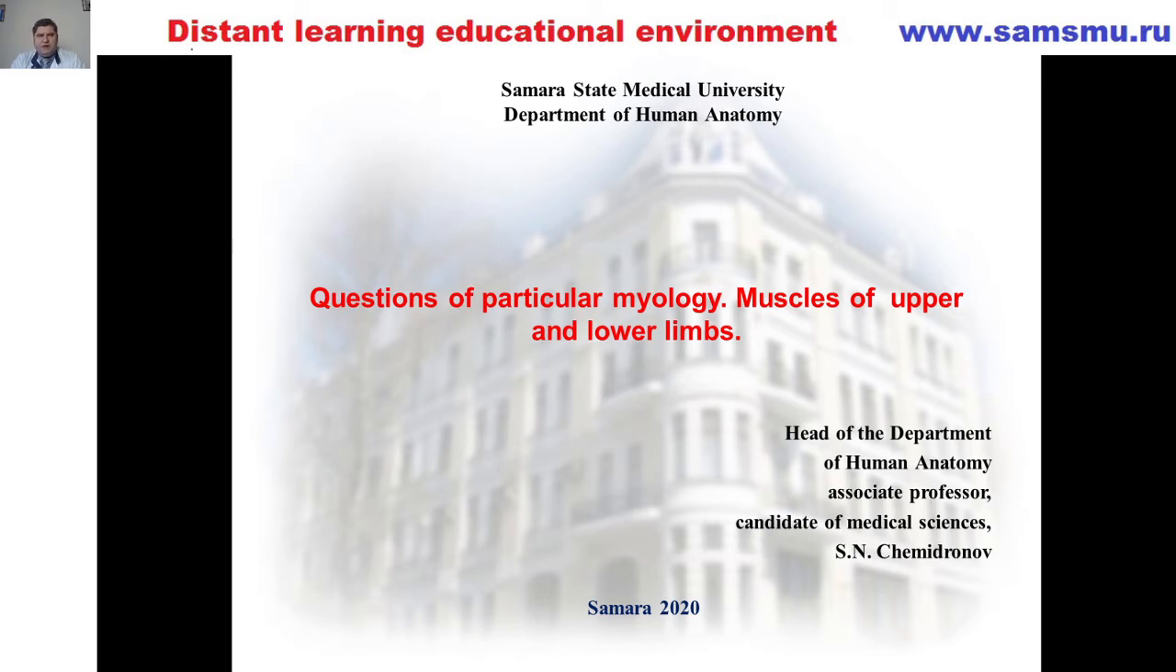Today I will talk about muscles, the questions of particular myology, and we will talk about muscles of upper and lower limbs. First, I want to tell that the hand, as an organ of labor, performs certain necessary movements with the help of the muscles of the upper limb.